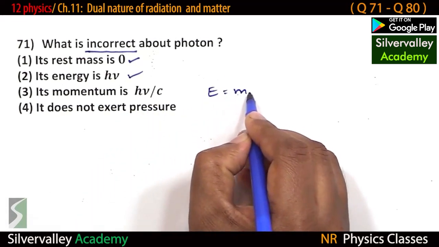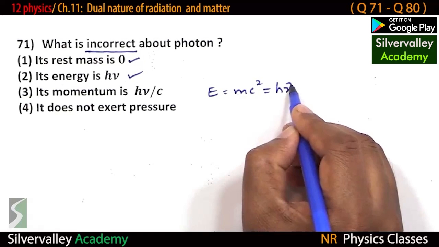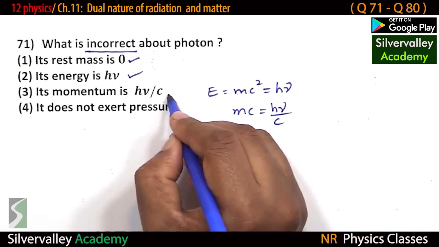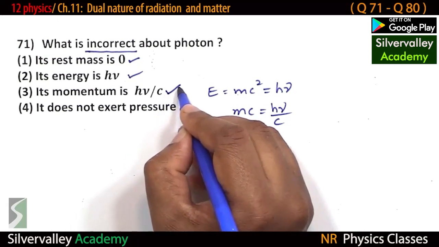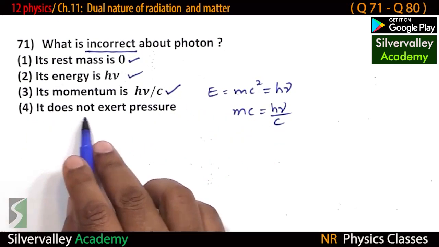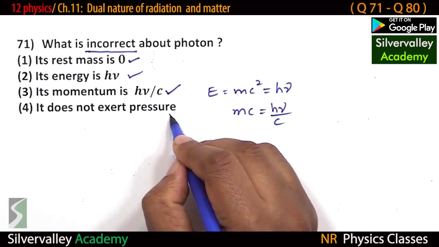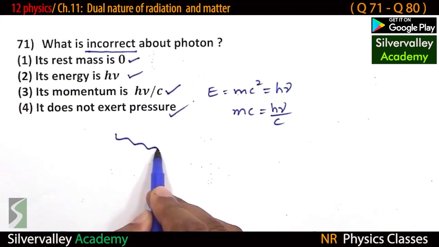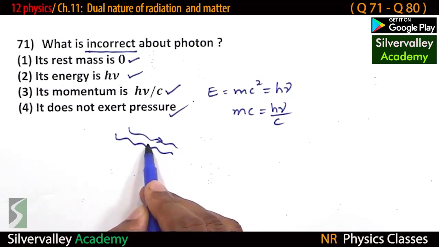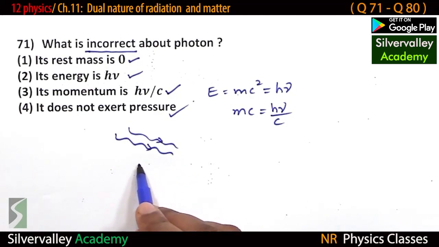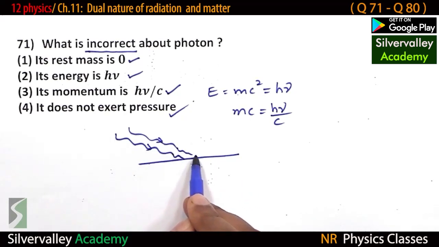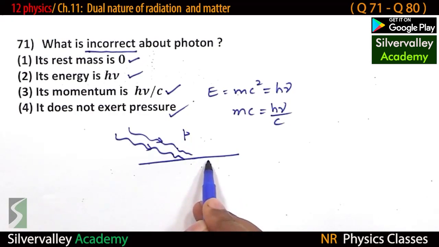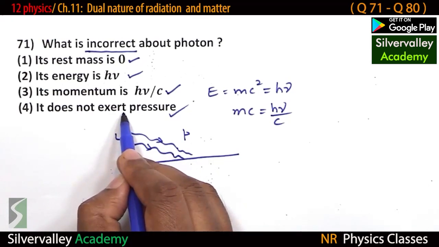Its momentum is h nu by c. E equal to mc square, which is h nu. Therefore, momentum is h nu by c. This statement is also correct. It does not exert pressure. Yes, photons exert pressure. Because if these are the photons, when they fall on a surface, since photons carry momentum, they can exert pressure on the surface. So this is the wrong statement.